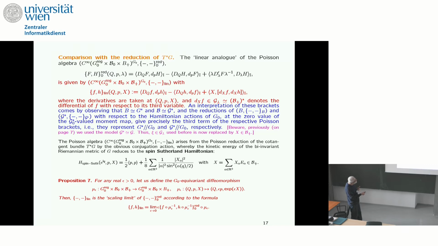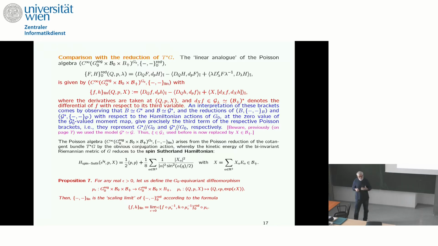This is the third term, and in the linear case, this is the third term of the Poisson structure. Okay, so there's a very nice similarity. And here I repeated the spin-Sutherland Hamiltonian. And now there's a proposition here.